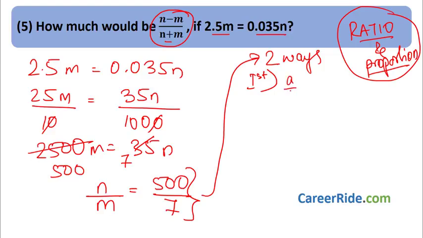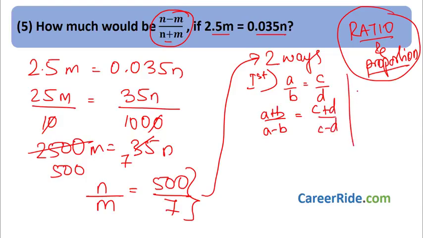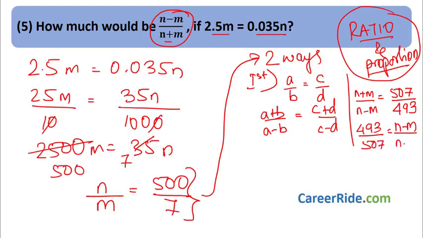If we have a upon b equal to c upon d, then by the componendo and dividendo rule we can have a plus b upon a minus b would be the same as c plus d upon c minus d. I will do the same over here. What I have, n upon m is 500 upon 7. So n plus m upon n minus m would be 500 plus 7 is 507 upon 500 minus 7 is 493. What I want is exactly the opposite. So I get 493 upon 507 equal to n minus m upon n plus m, and you got the answer.